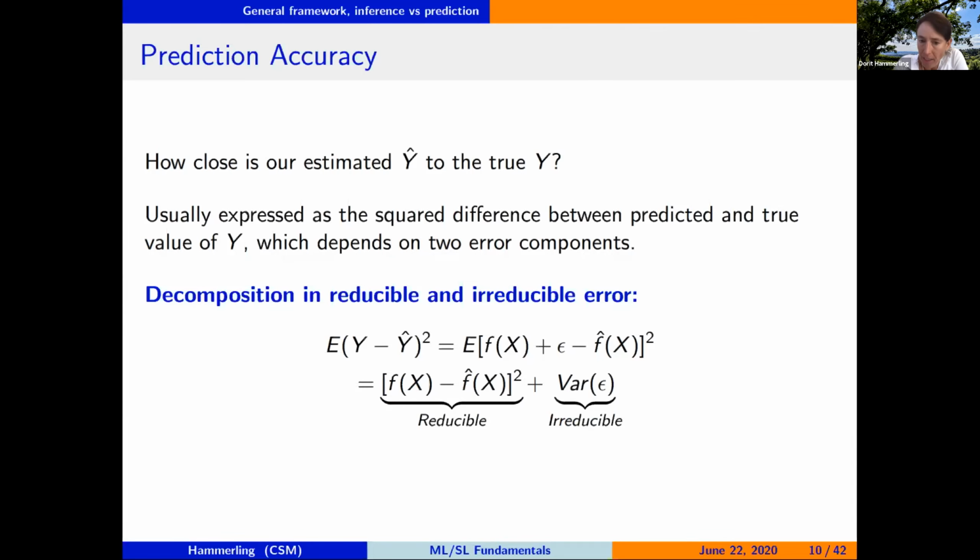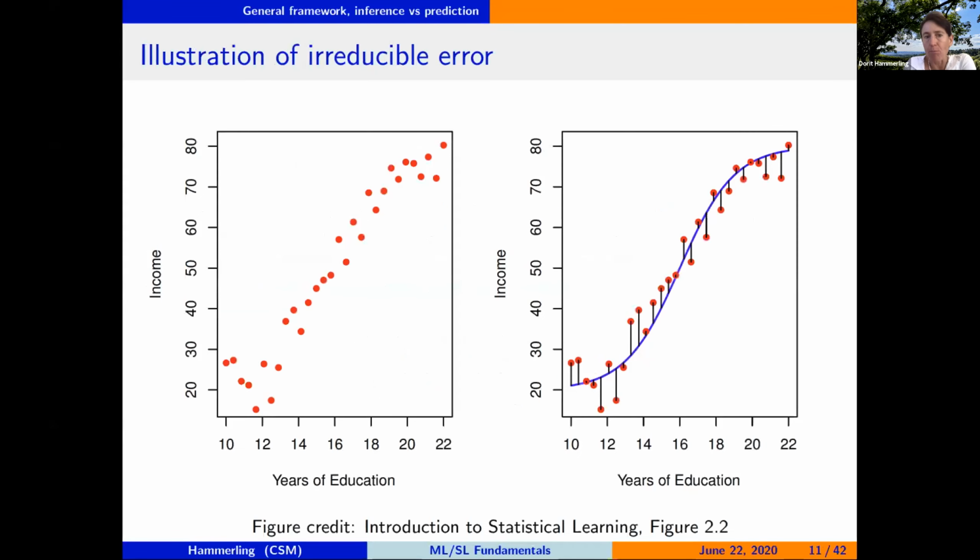The idea behind the reducible error is that if you had a better model, you can potentially bring this error down to 0, if you have the perfect model that exactly corresponds to the truth. The right-hand term here, the so-called irreducible error, is the term that corresponds to that epsilon. And that is a term that conceptually we cannot get rid of. We'll talk about this framework a little bit more after an illustration here.